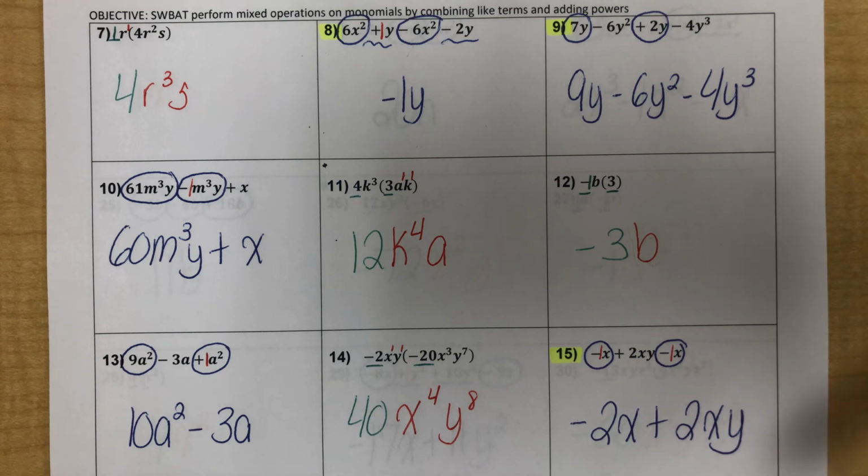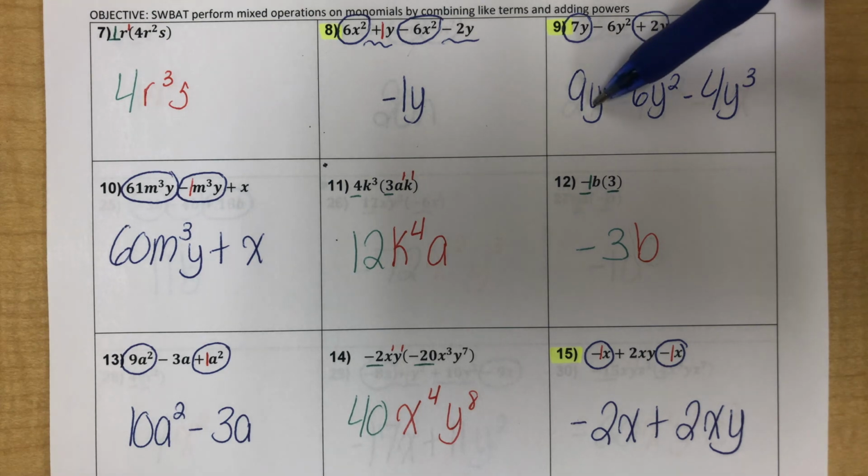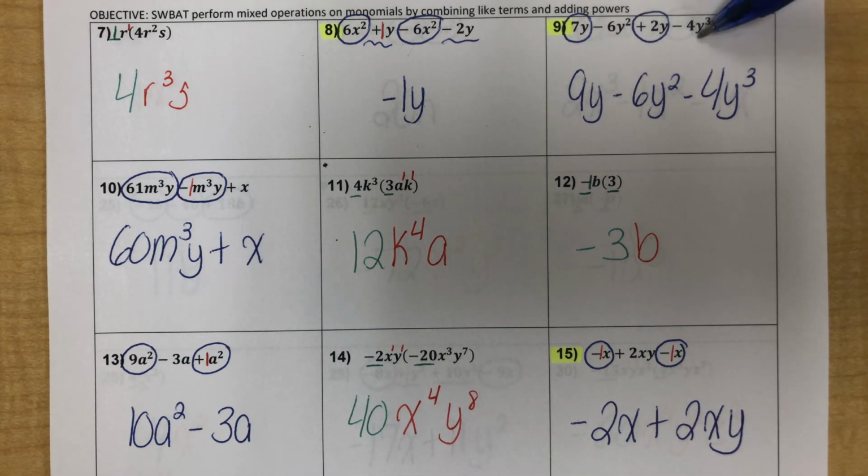And then same thing with number 9. There were 4 different terms here, but only 2 of them combined because this has a y and this has a y. So when I add them together, I get 9y. Y squared and y to the third are not like terms, so I can't pair them together. So both of those just dropped down for my final answer.